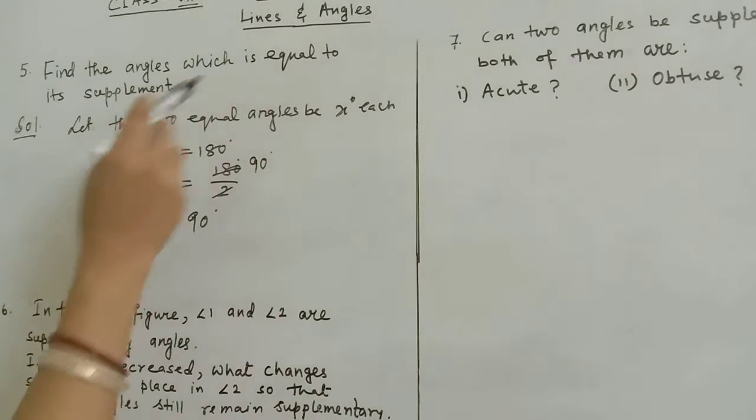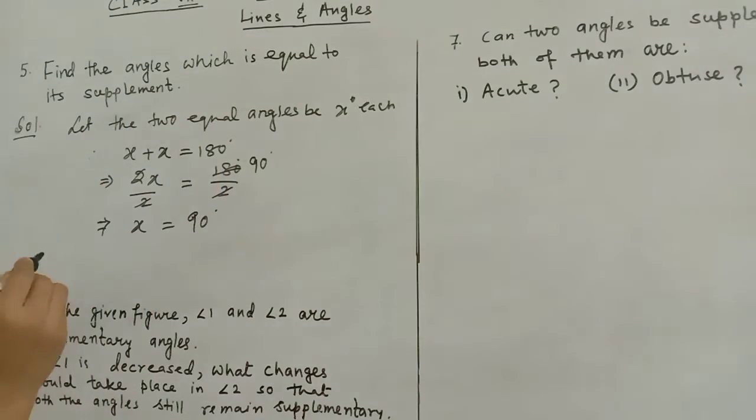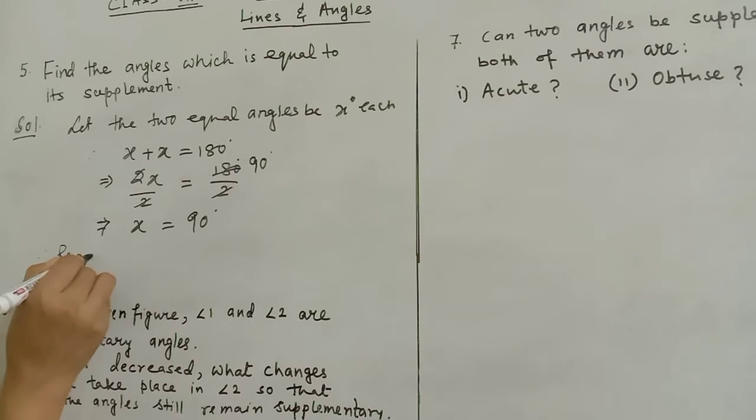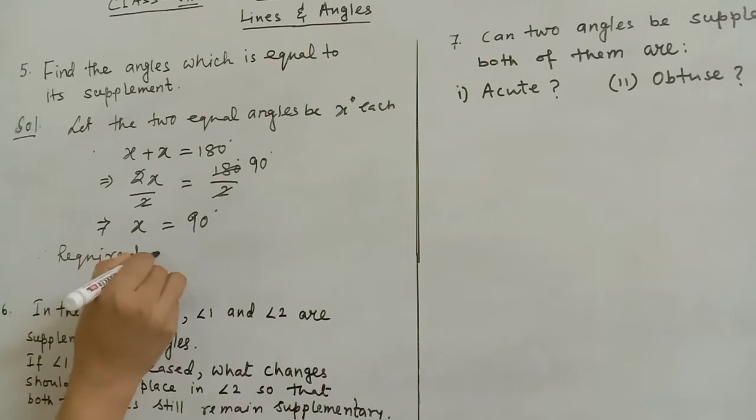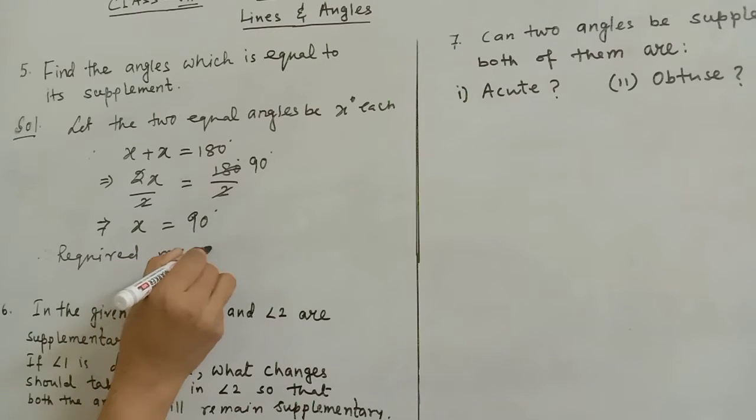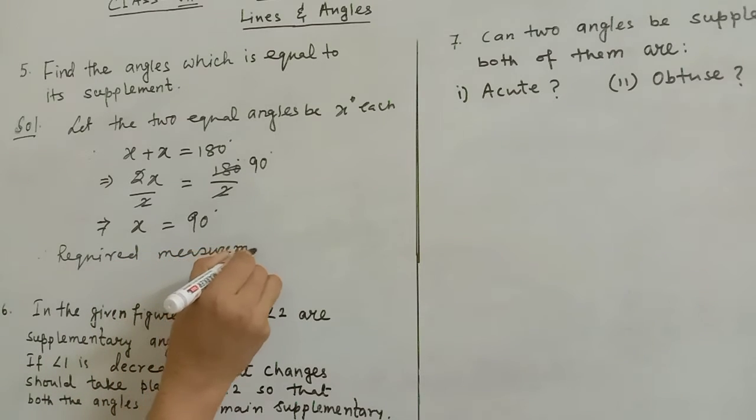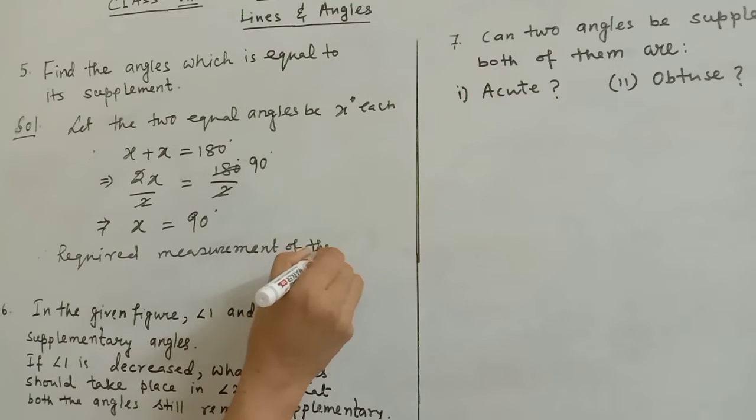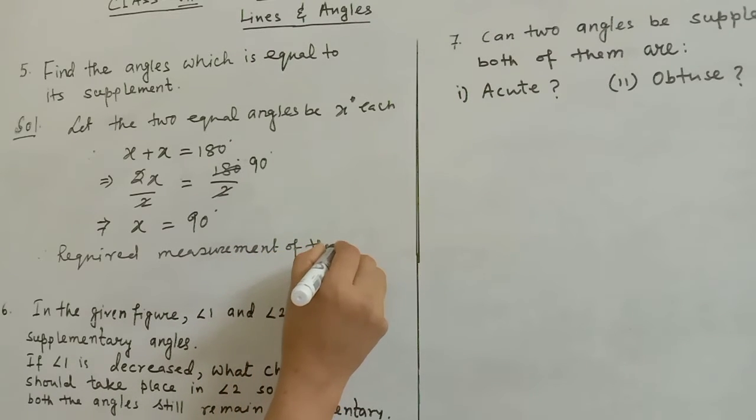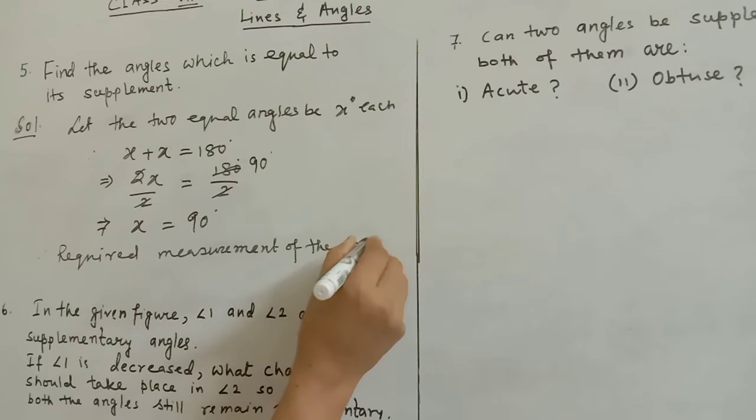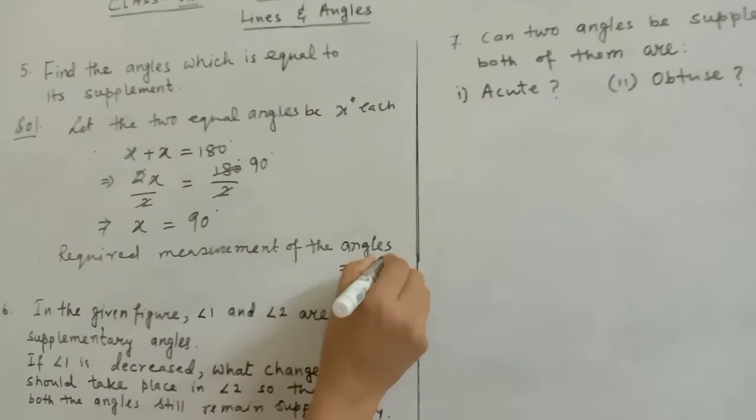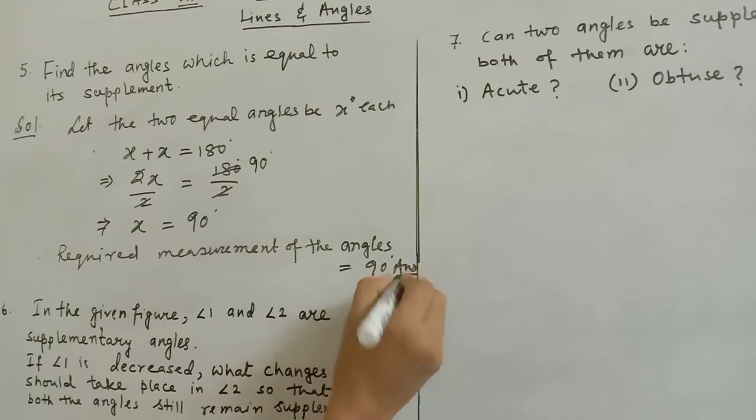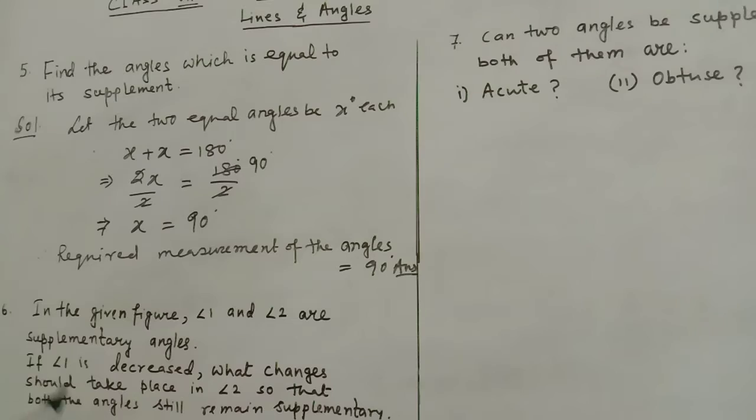Find the angles of each equal angle which is equal to its supplement. Therefore the required measurement of the angles is equal to 90 degrees. Understood? Now come to the next question.